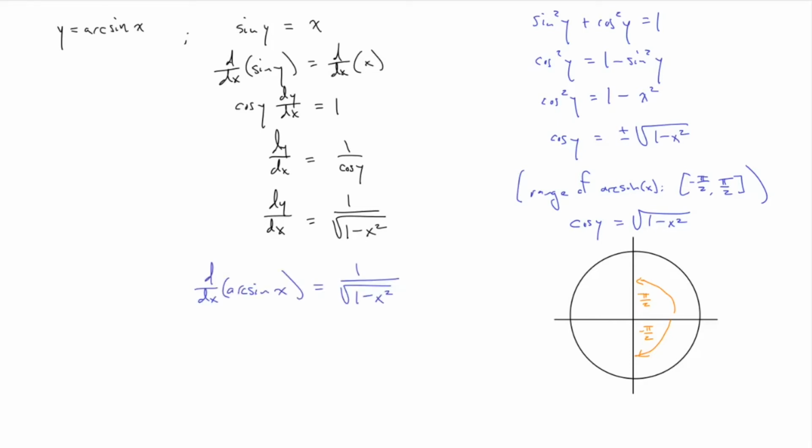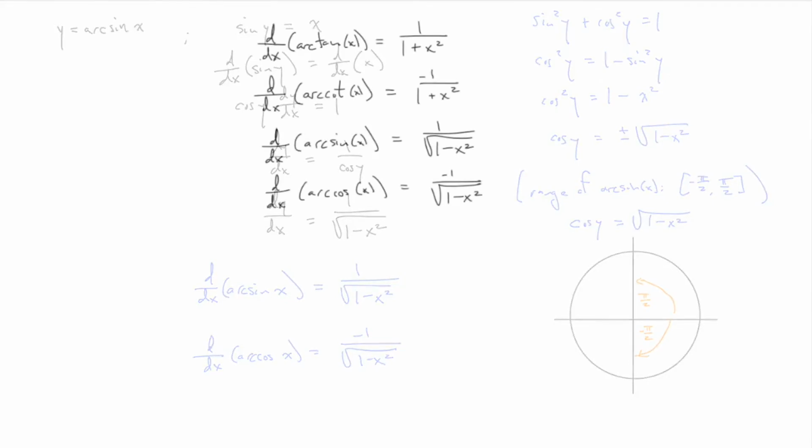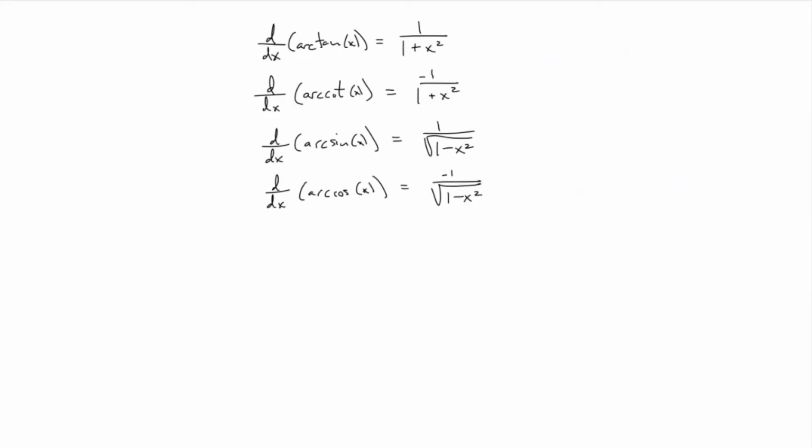Which is to say that the derivative of the arcsine of x is 1 over the square root of 1 minus x squared. And once again, we'll skip the details, but you can take the derivative of the arccosine of x in exactly the same way and find that you get negative 1 over the square root of 1 minus x squared. So far we have the derivative of the arctangent, the arccotangent, the arcsine, and the arccosine.